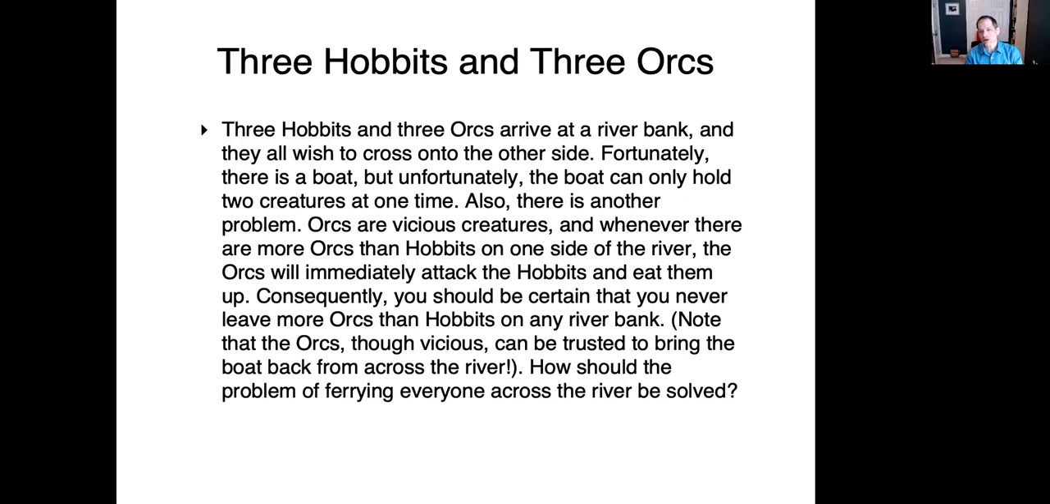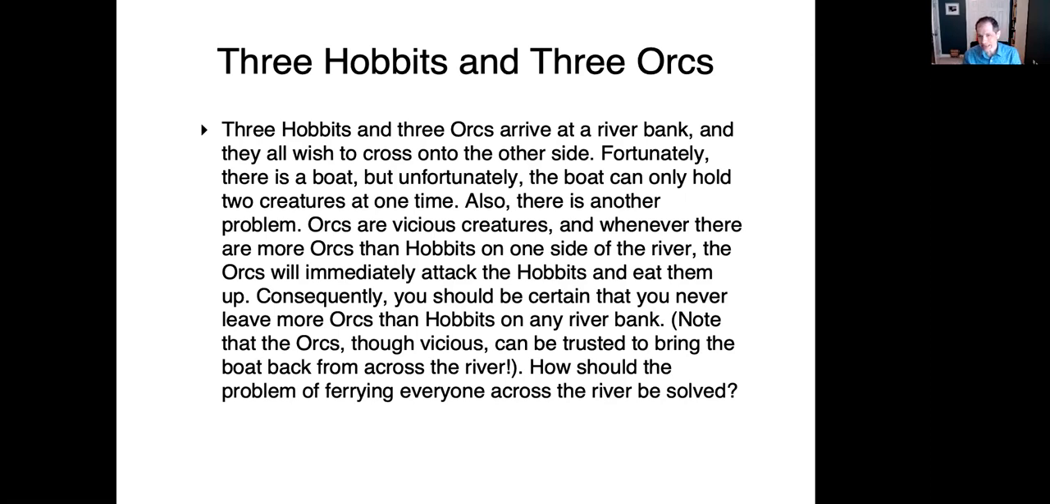So here it is. Three hobbits and three orcs arrive at a riverbank, and they all wish to cross to the other side. Now, set aside the fact that, in the Lord of the Rings or the Hobbit, they're not going to be working together. Let's just imagine that they're working together. But they're also antagonistic. So they're not really friends, but right now they're working towards a common goal. So they all want to get to the other side. That's their common goal. Fortunately, there is a boat, but unfortunately, the boat can only hold two creatures at one time. So it's a small boat.